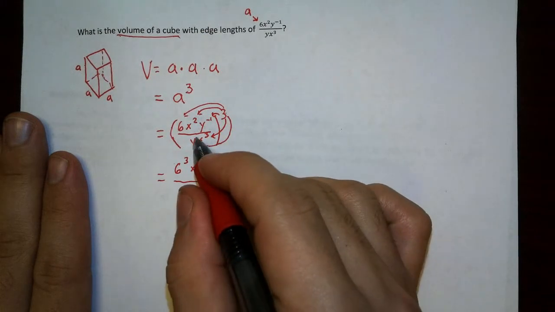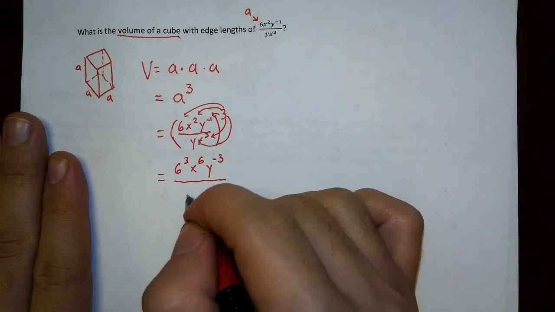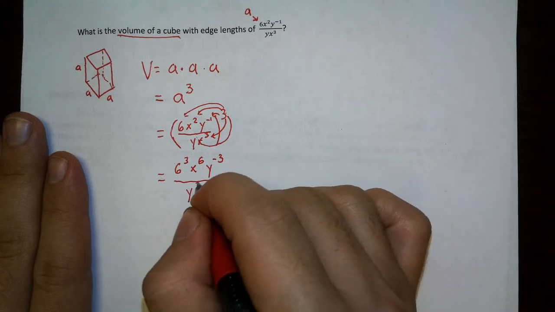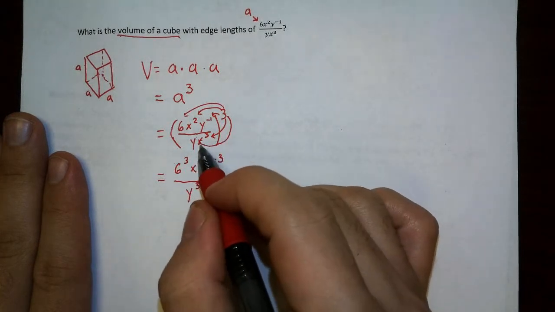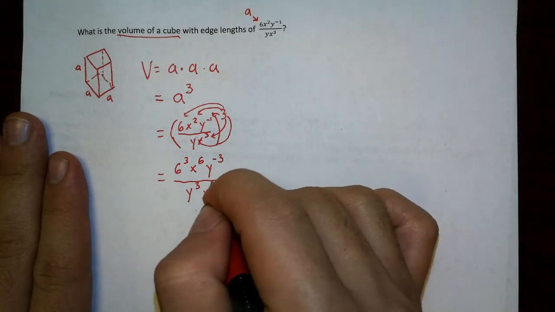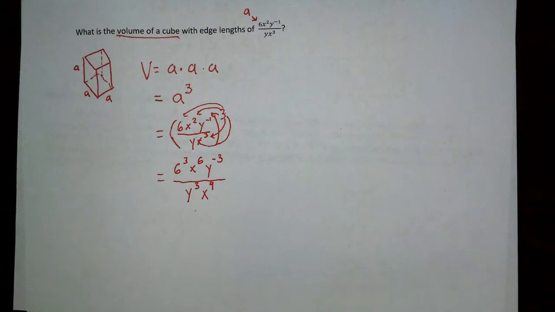Y to the power of 1, right? It's not written, so it's implied that it's y. Y to the power of 1, 1 times 3 is y to the power of 3. And then x to the power of 3 times 3 is x to the power of 9. Okay, we just took care of the exponent with our new rule.